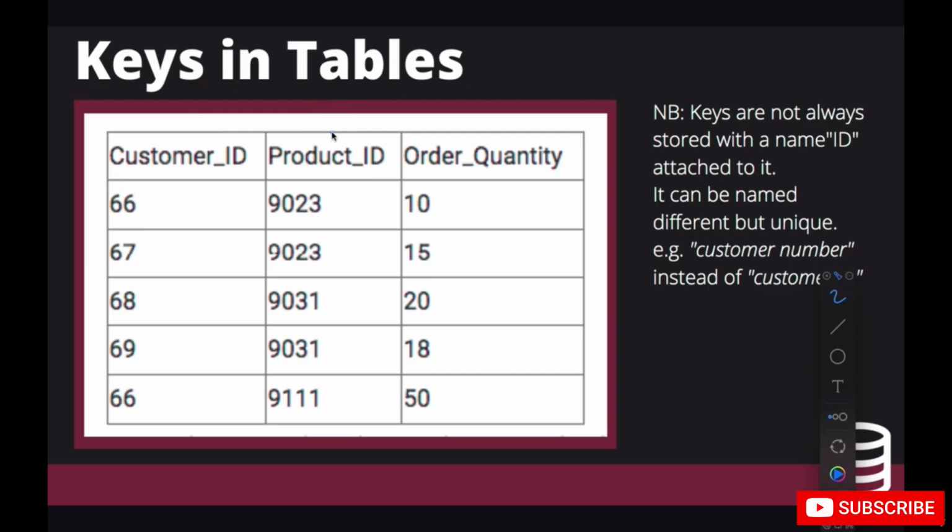It's not always going to be named something like customer underscore ID or simply ID. For instance, instead of customer ID, it can be customer number, and that particular customer number column can be referred to as a key. Now let's spend some time to understand the various keys that we have in an SQL table.